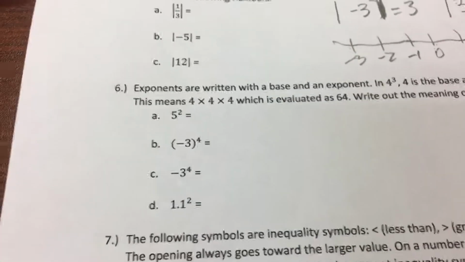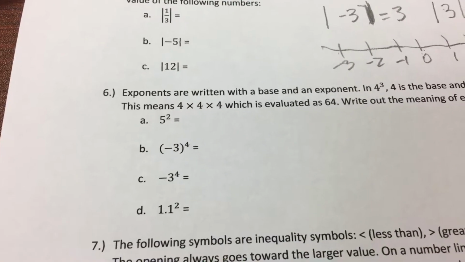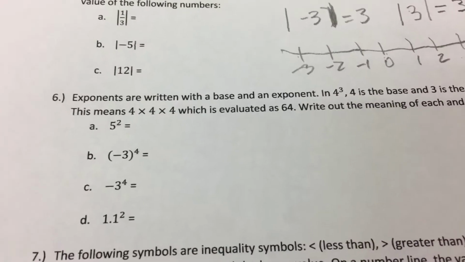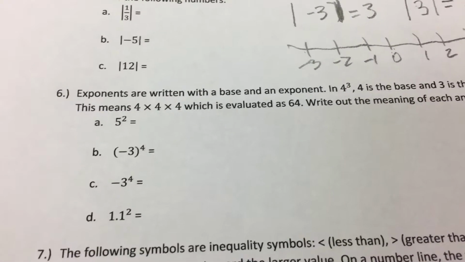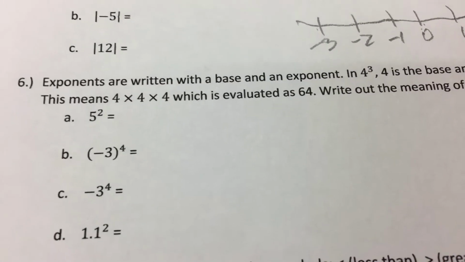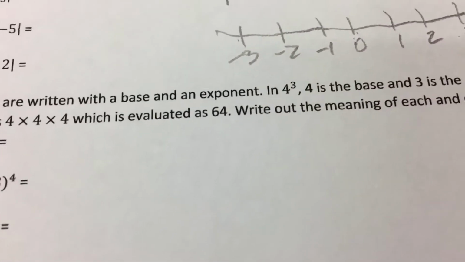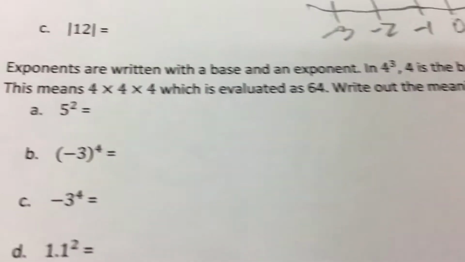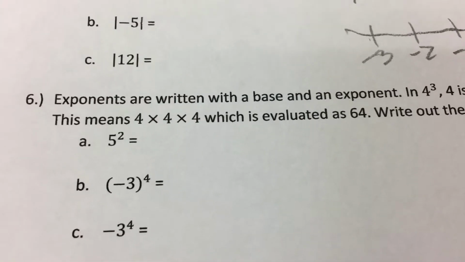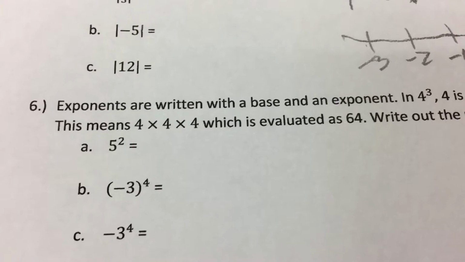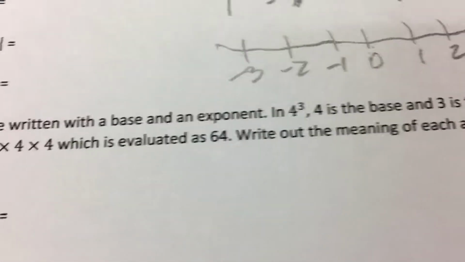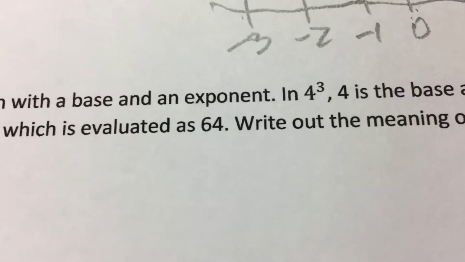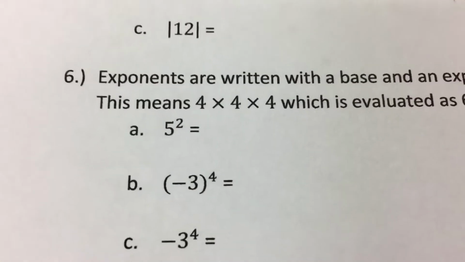Okay, next thing. There's two things you need to know here. First of all, we're going to look at exponents, and it says exponents are written with a base and an exponent. And in 4 to the third, 4 is the base, 3 is the exponent. So when it asks you to write out the meaning of the exponent, you're writing out 3 of the base. So I have 3 4s, 4 times 4 times 4.